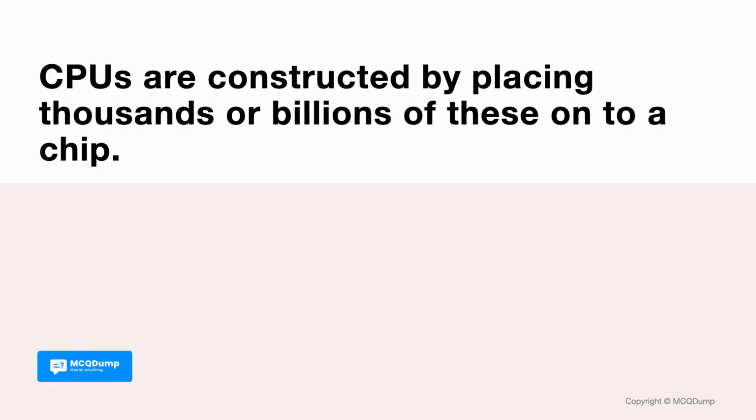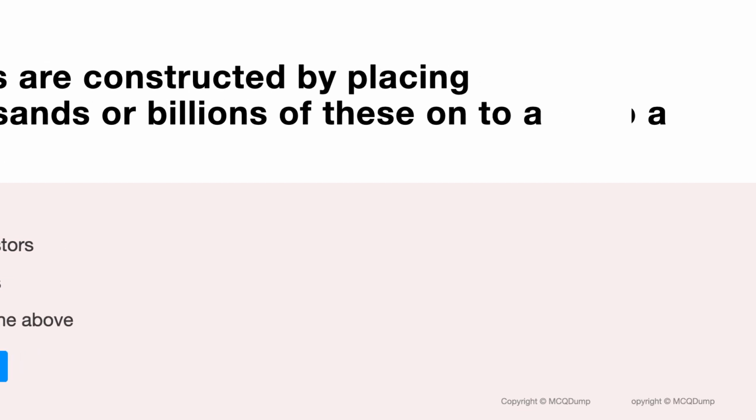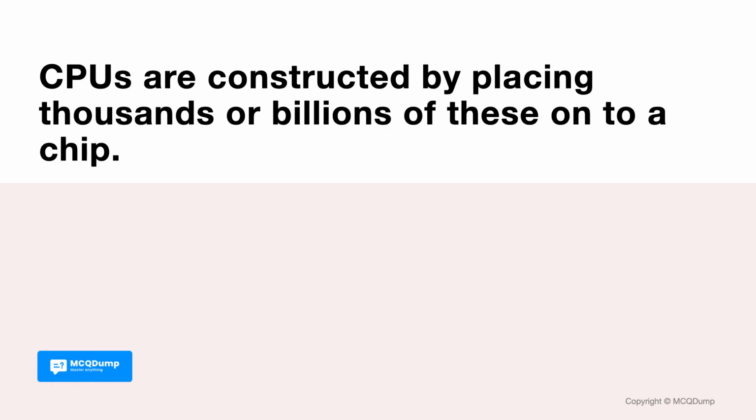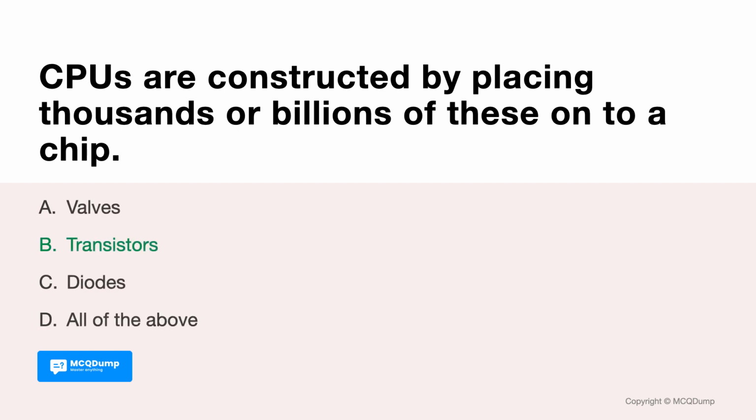CPUs are constructed by placing thousands or billions of these onto a chip. Options are A. Valves, B. Transistors, C. Diodes, and D. All of the above. And the answer is B. Transistors. Transistors are tiny switches that control the flow of electricity through the integrated circuits. They allow the CPU to perform calculations and run programs.